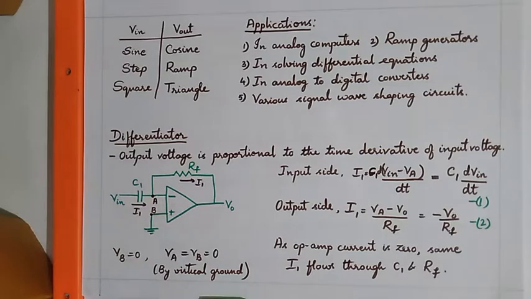Applications of the op-amp integrator: it is used in analog computers, in ramp generators, for solving differential equations, in analog to digital converters, and it is also used in various signal wave shaping circuits.